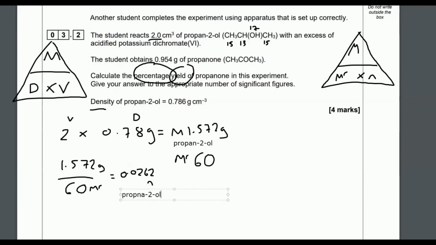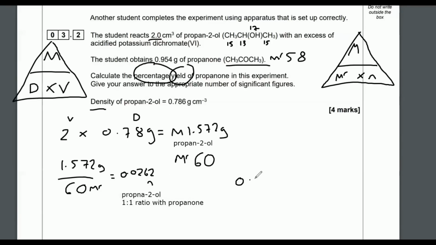Now, it's a 1-to-1 reaction in the formation of propanone, and that means I should make 0.0262 moles of propanone. Now let's work back and find out what the maximum mass of propanone is that I should make, and I've been given the actual mass, which is 0.954 in the question. So it's a 1-to-1 ratio, so that means that we should make 0.0262 moles of propanone.